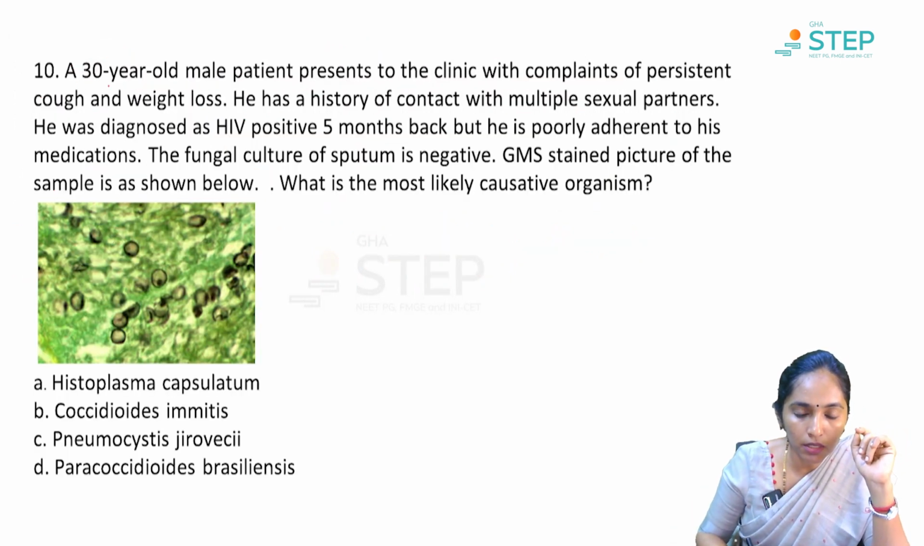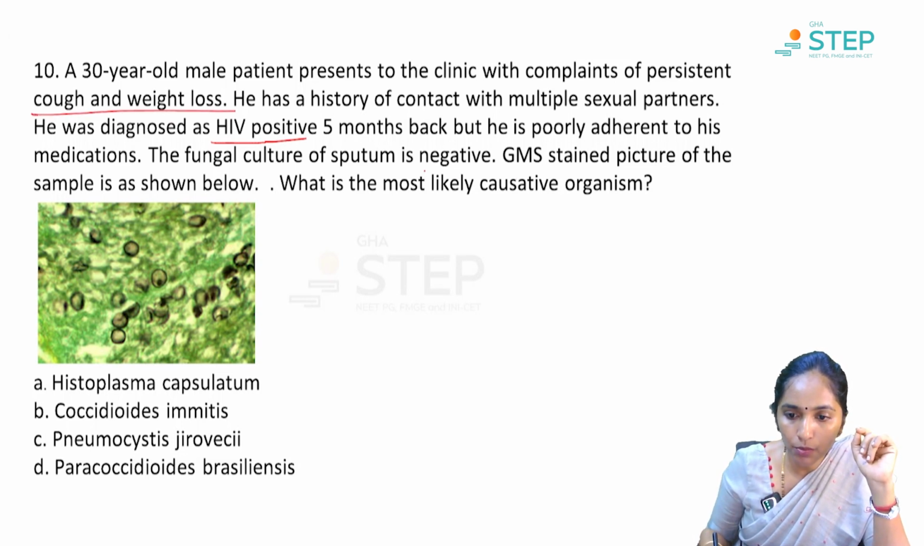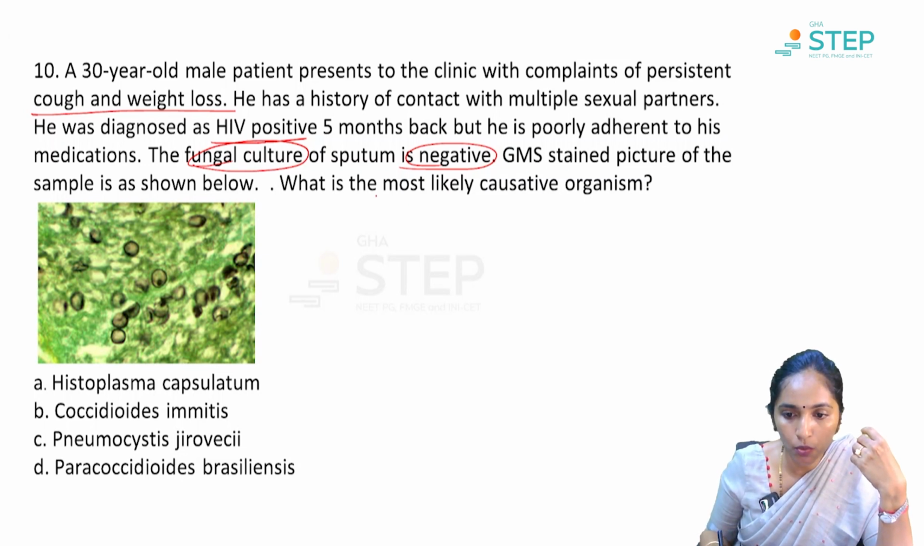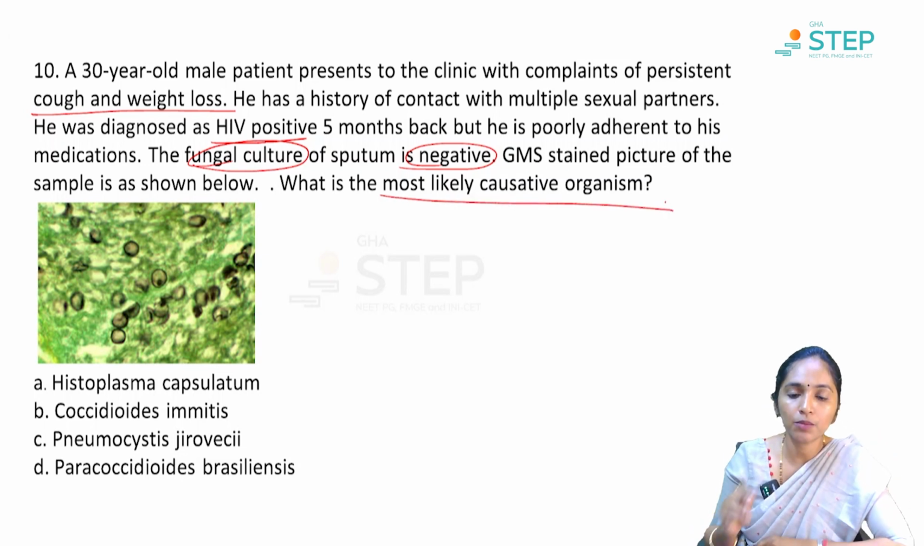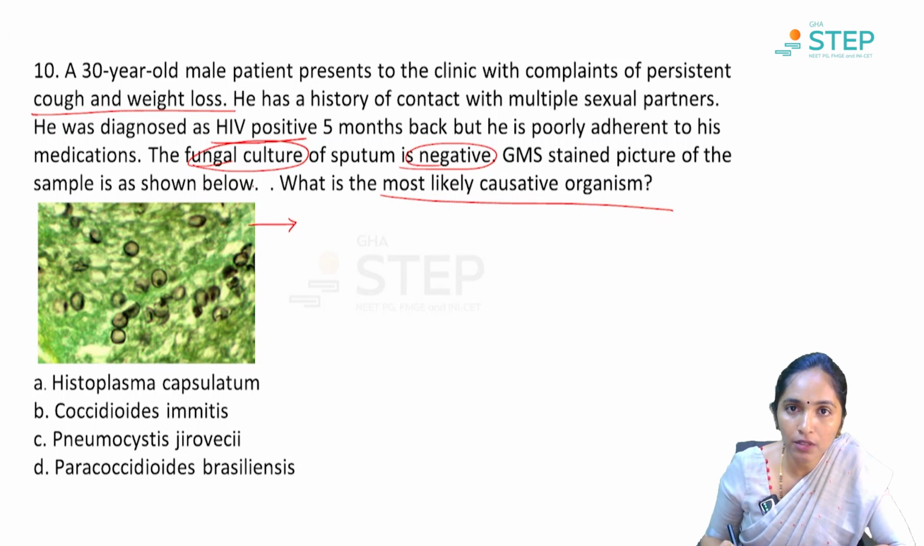So the next question, a 30-year-old male presents with complaints of persistent cough and weight loss. He was HIV positive, there is persistent cough and weight loss, and the fungal culture of the sputum was negative. So a fungal etiology is suspected because he was HIV positive, and the GMS, that is Gomori methenamine silver stained, picture of the sample is shown below. What is the most likely causative organism? So again, if you are 100% sure of the image, you can skip the whole history. But if you are doubtful even for 0.5%, please look at the history.